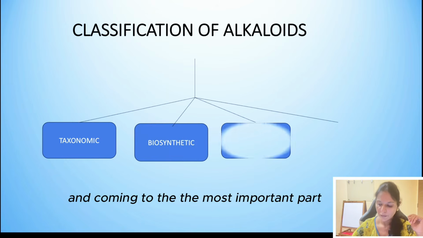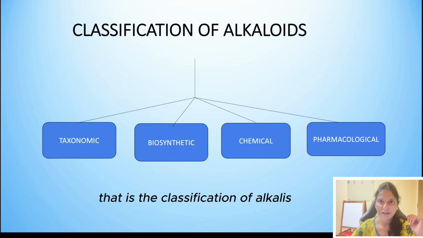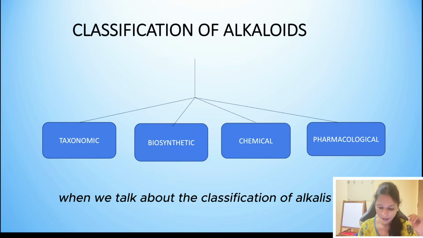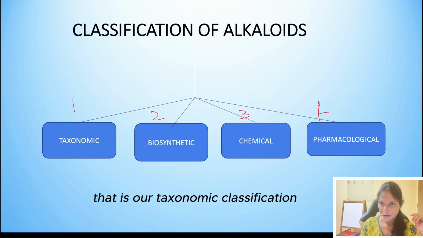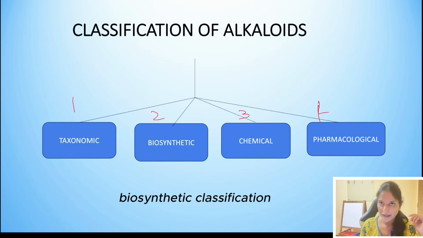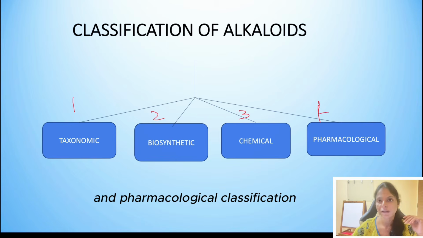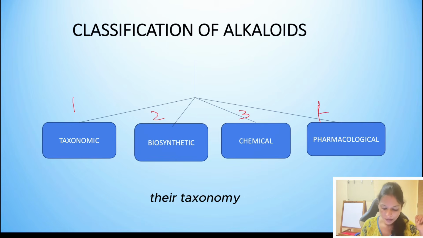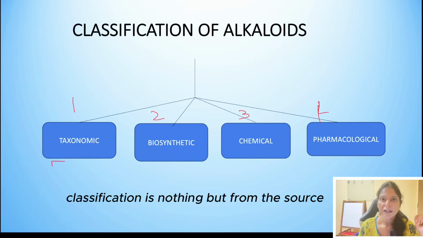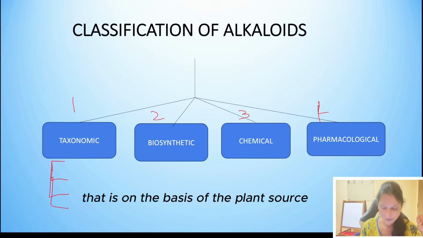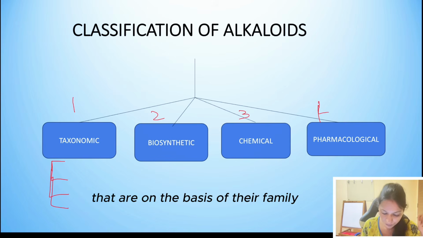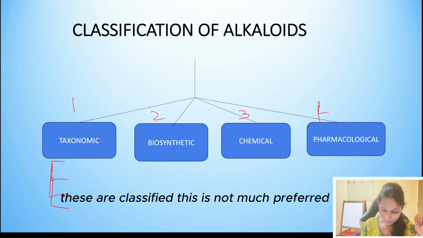And coming to the most important part, that is the classification of alkaloids. When we talk about the classification of alkaloids, we come across four different kinds of classifications: taxonomical classification, biosynthetic classification, chemical classification, and pharmacological classification. Taxonomic classification is based on the source from which they are formed, that is, on the basis of the plant source or their family. This is not much preferred.